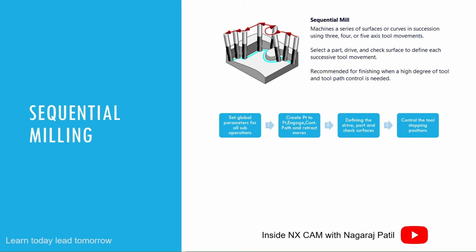This sequential mill needs more practice, and I have seen thousands of NX CAM programmers. If you consider out of 100, one or two people can do sequential mill. It looks easy, but it needs much more practice.